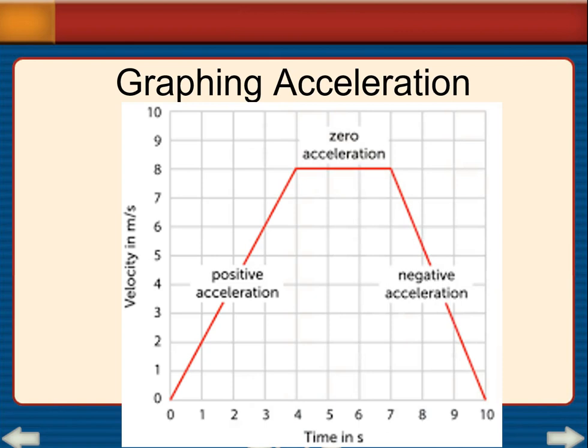Okay, so just some interesting things to look at here. Now look, we have a velocity versus time graph. If our velocity increases, you have a positive acceleration. If velocity remains constant, there's zero acceleration. If velocity decreases or becomes more negative, we have a negative acceleration.